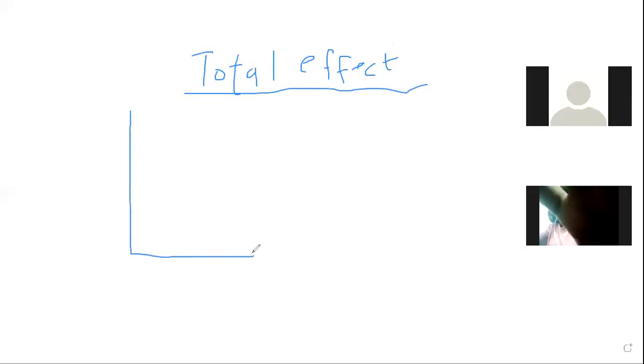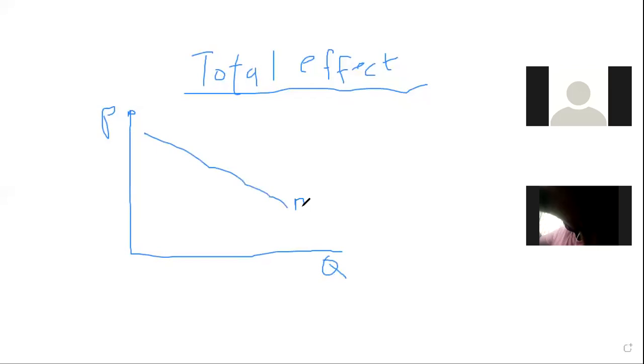Okay. So I have my whiteboard now. So what is the total effect of a price change? Along the demand curve, let's say this is the demand curve for a particular product, where the vertical axis measures price and the horizontal axis measures quantity. So we have this as our demand curve.